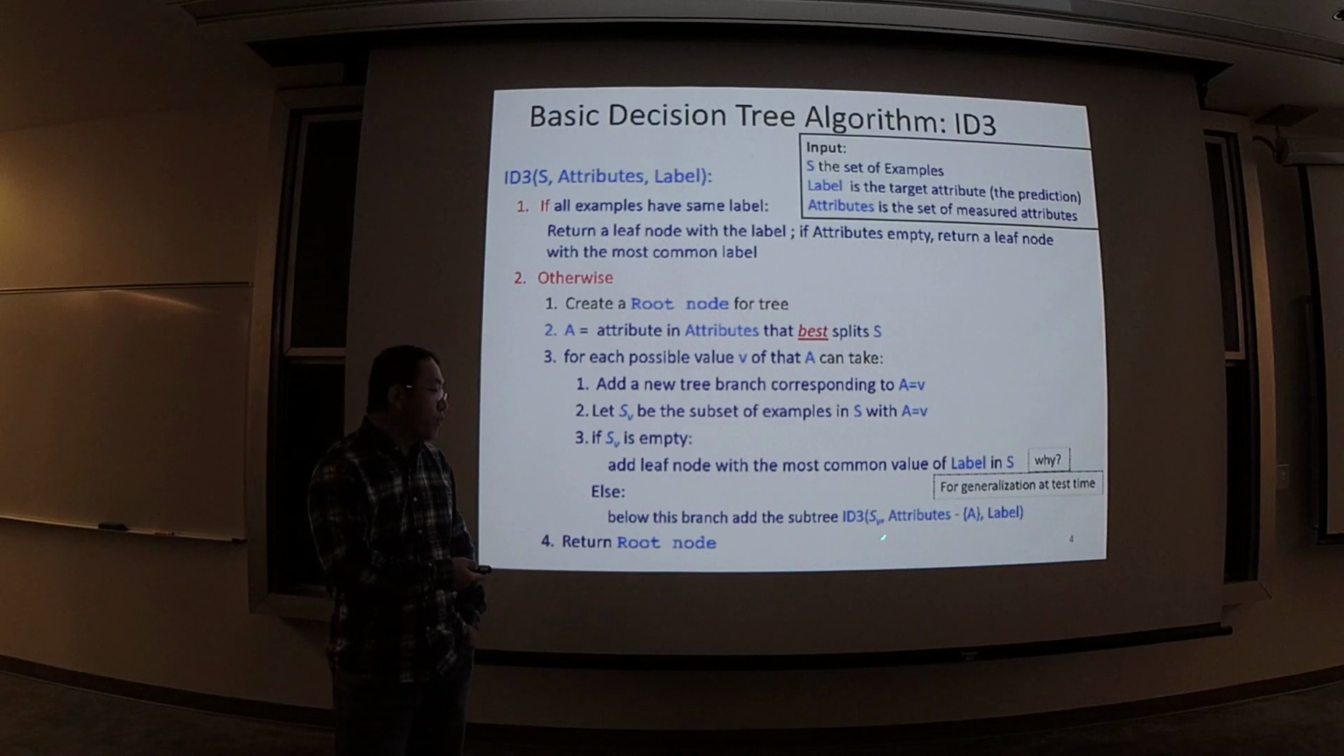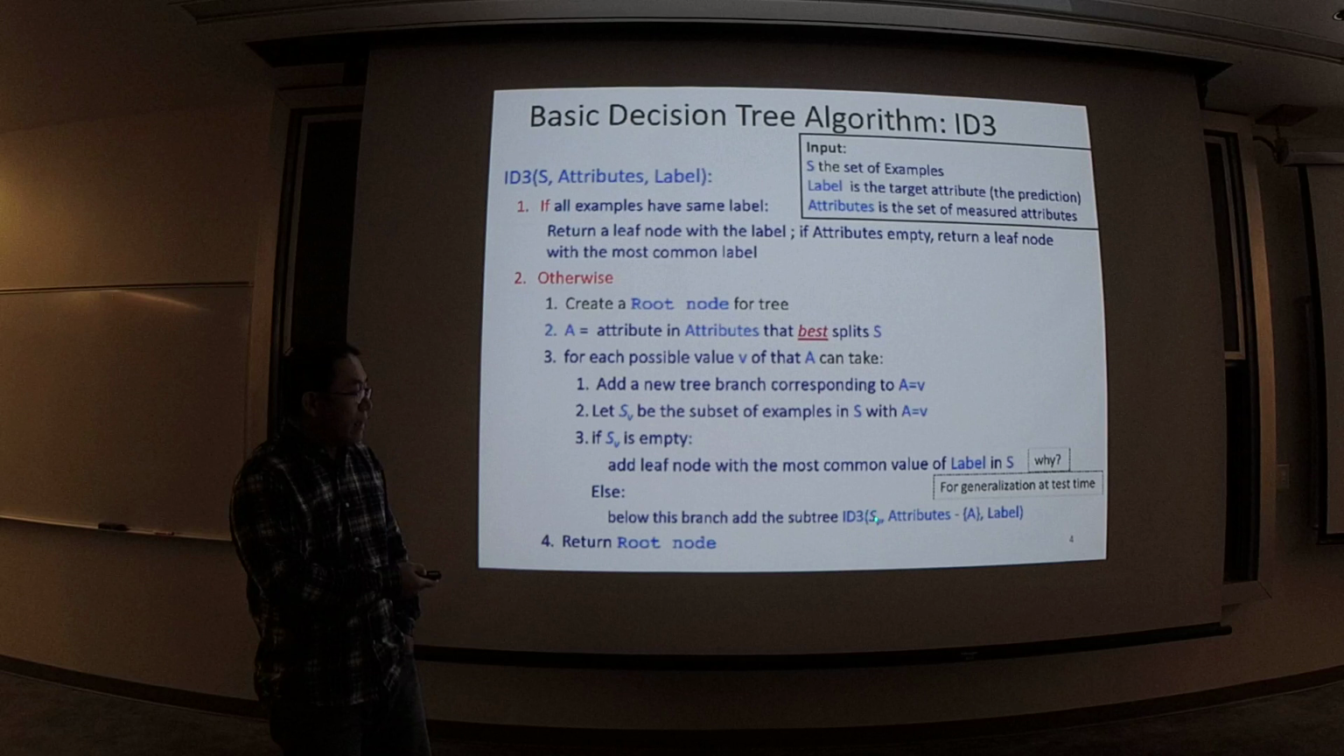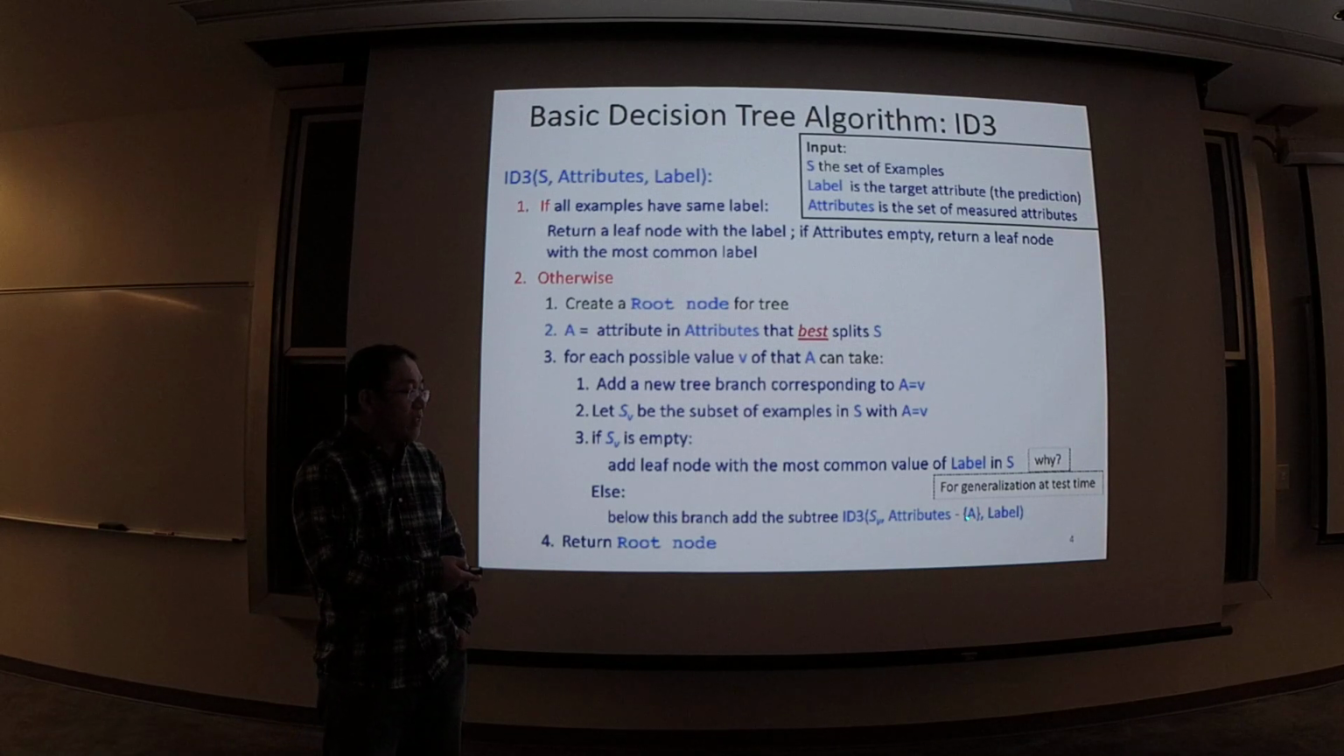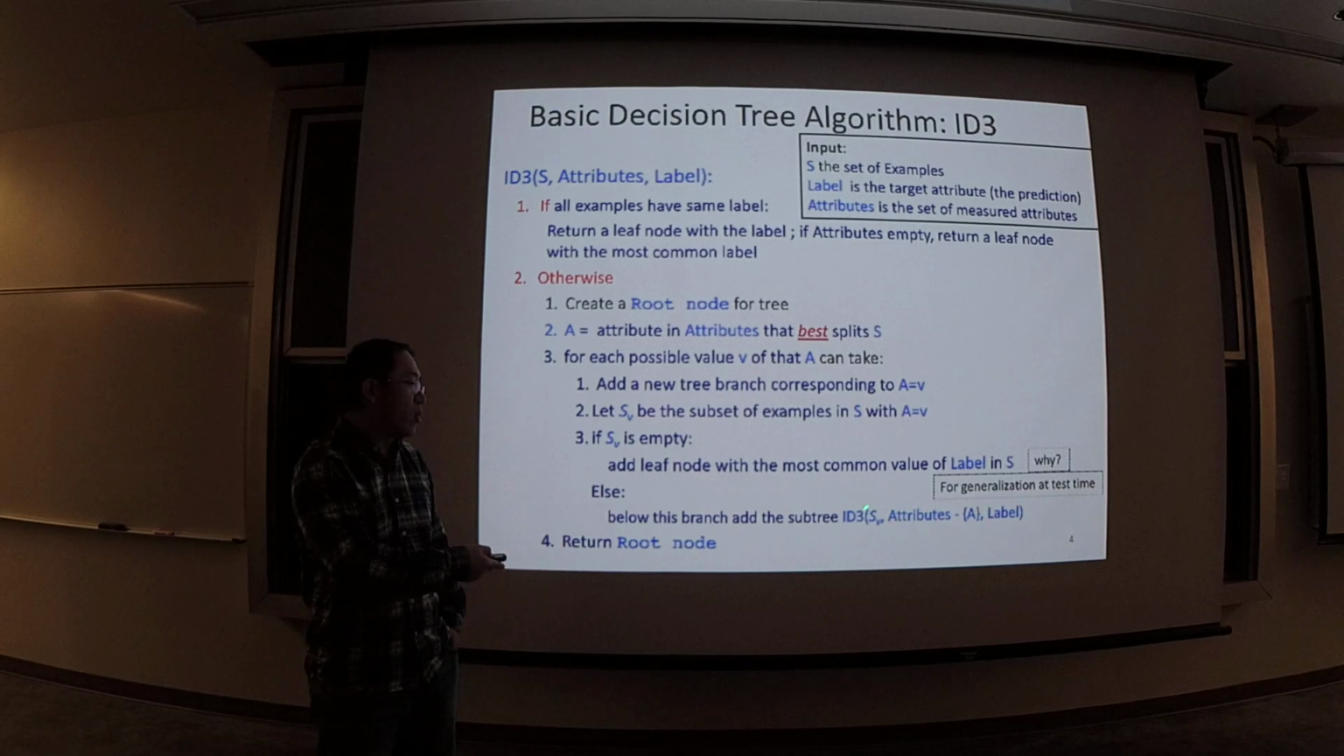So now the subset of examples is SV. And to partition SV, we cannot use the previously selected feature A anymore, right? Because all the feature values in SV will take the same value of A. So we need to exclude it, and label is the same label, and we call it again.